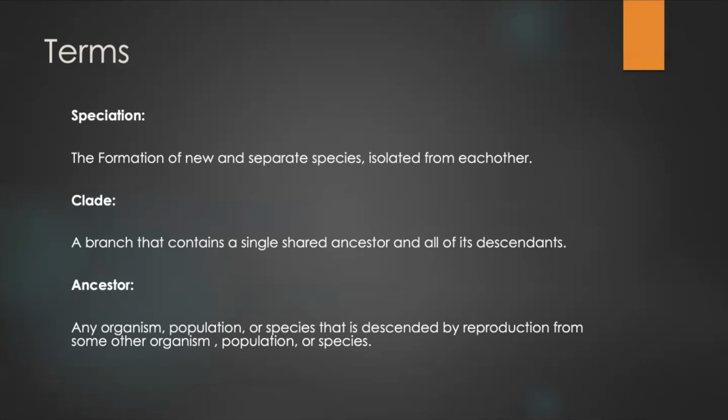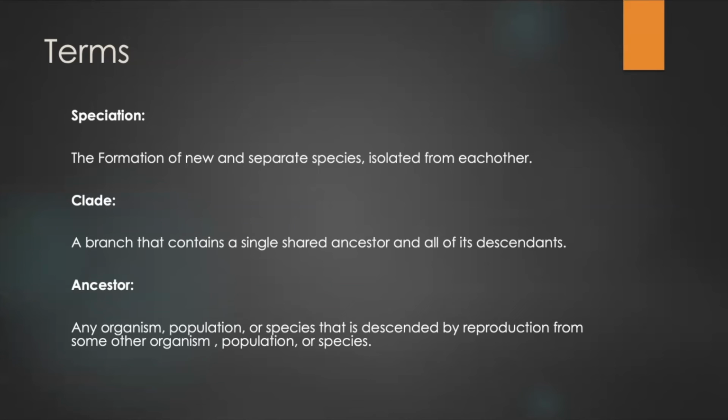Speciation. In evolution, speciation is a process that causes the formation of new and separate species that are isolated from each other reproductively. If an organism, population, or group eventually diverges, they can no longer interbreed.